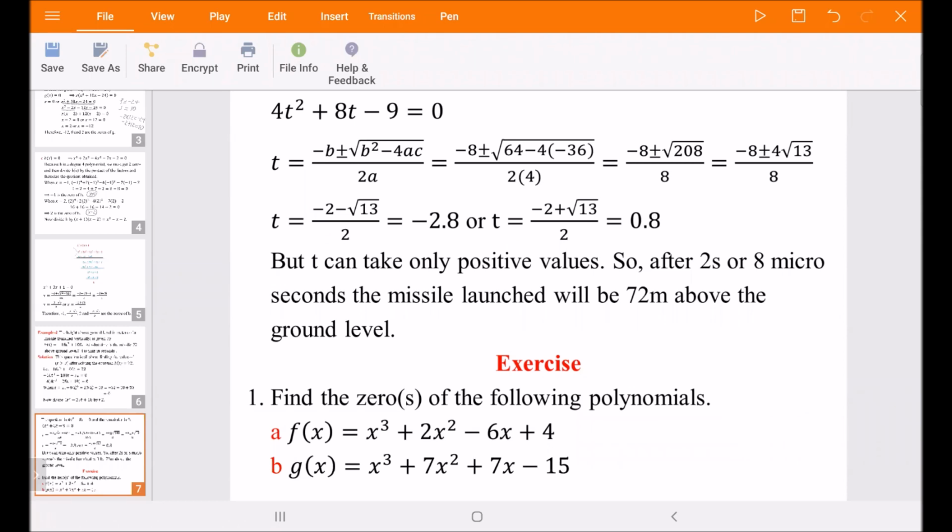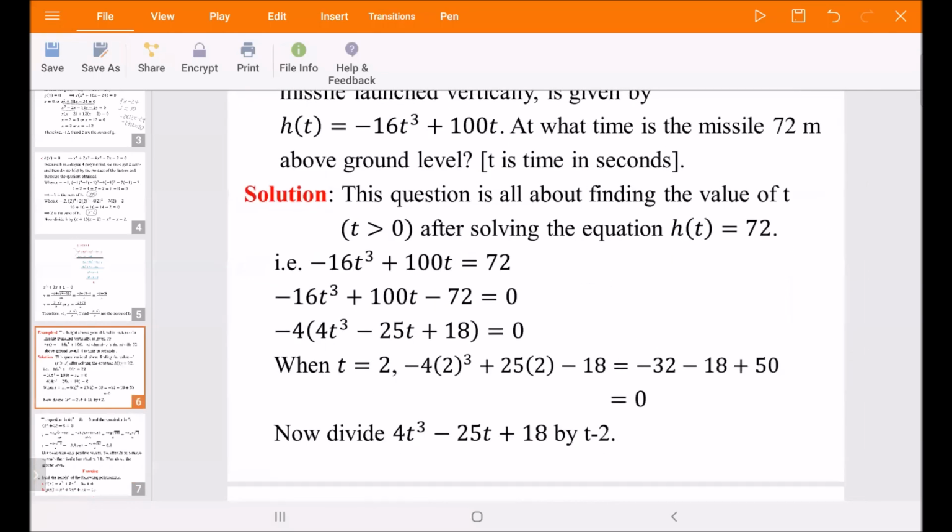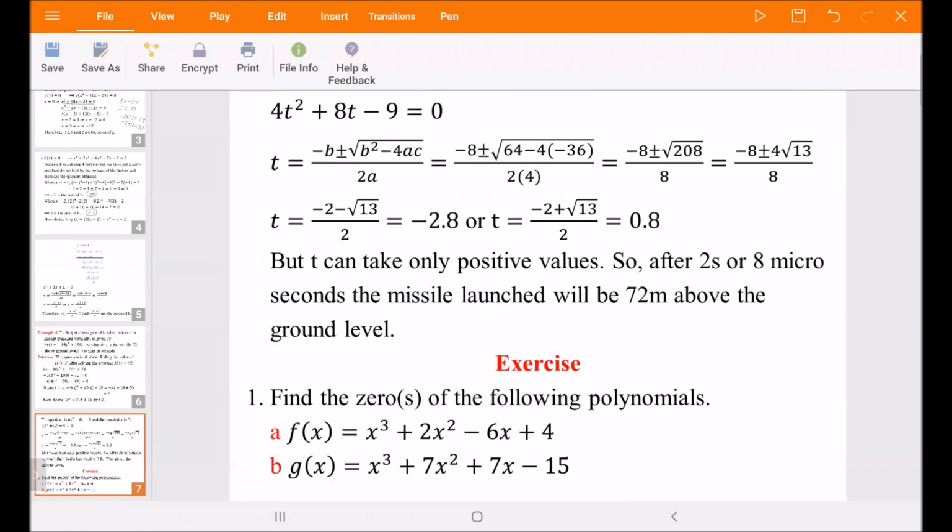Both polynomials are degree 3 polynomials. So in both cases, all that matters is finding a zero. You convert that zero into a factor. You divide these polynomials by that given factor. If that is a factor, you obtain a remainder 0 and a quotient. By solving the quotient, that is a quadratic equal to 0, you obtain the other zeros if they exist. So by going through this way, find the zeros of these 2 polynomials. At least solve A. It's time for you.